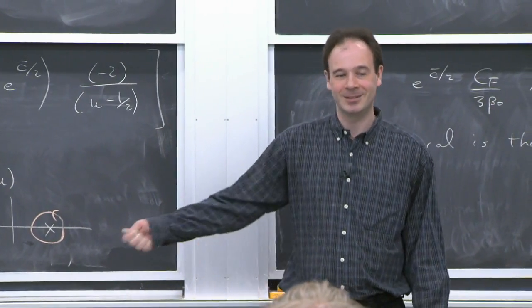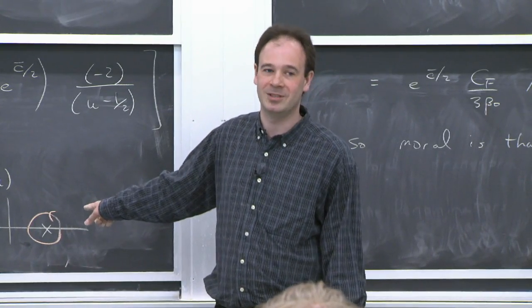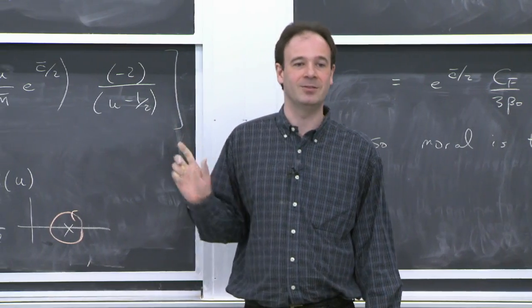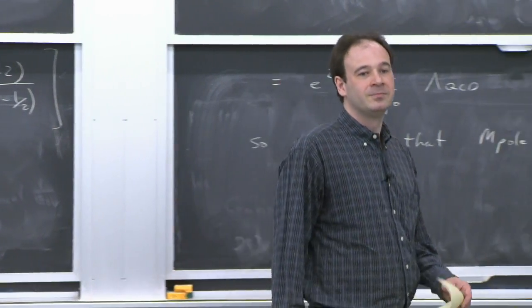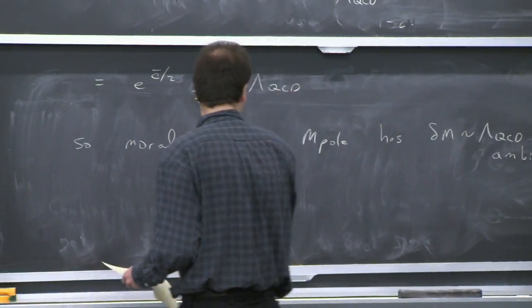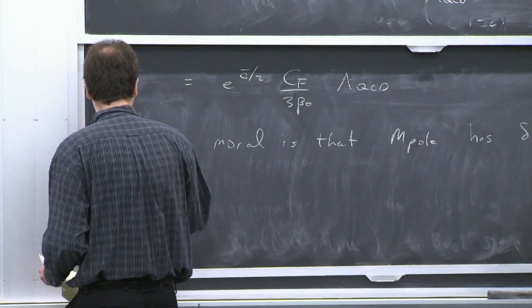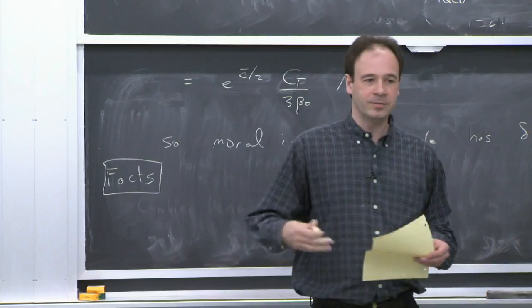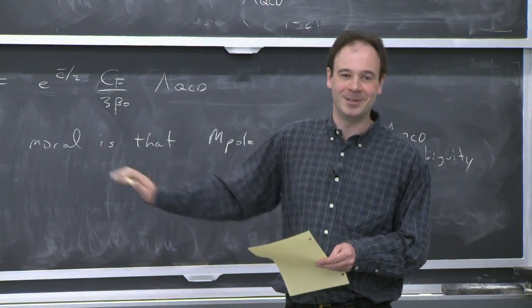So unless you're working to all orders, as soon as you work to all orders, you have to make a choice because of what we just did. If you work order by order, there's no choice to make, and you just define it order by order with the usual definition. So the moral is not how do we define M-pole. The moral is we should use something else other than M-pole because M-pole has an ambiguity.